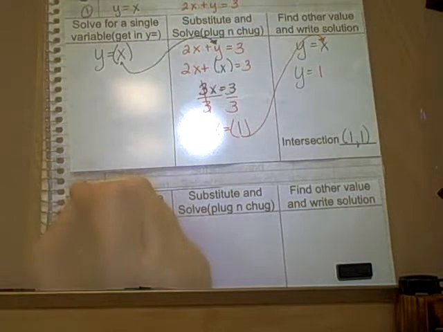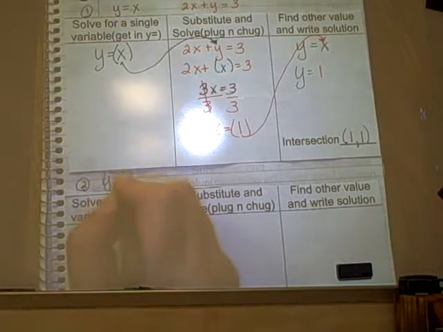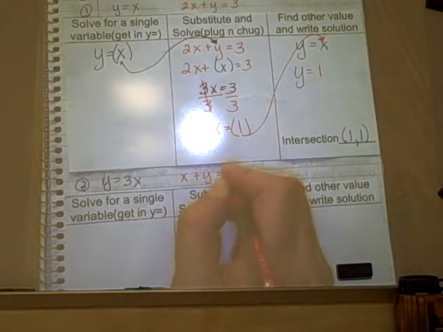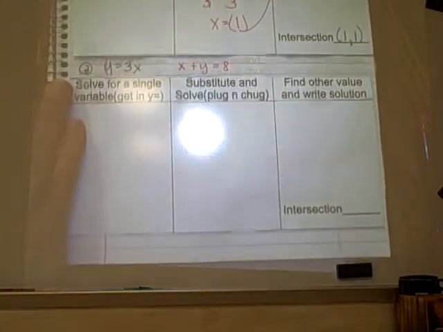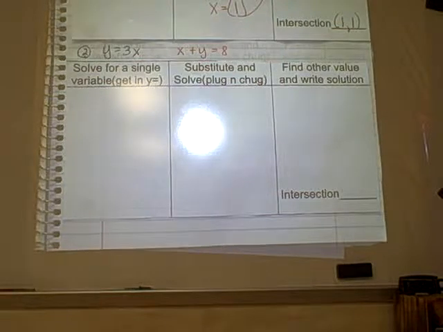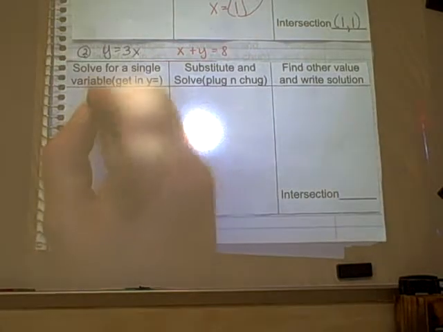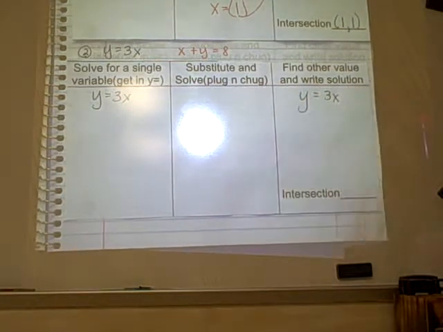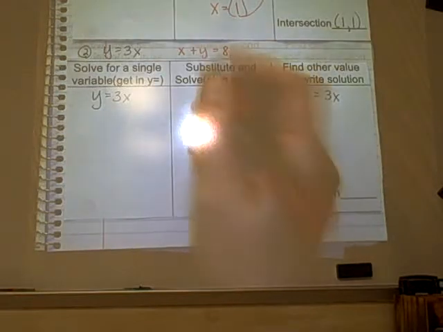All right, number 2. Y equals 3x, and x plus y equals 8 are your two equations. I need one equation with the letter all by itself. Do I have that already? Yes. Which one? The y equals 3x, so that's the bread, here and here. Which means this one goes in the middle.